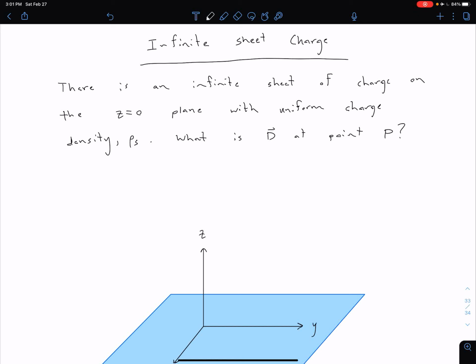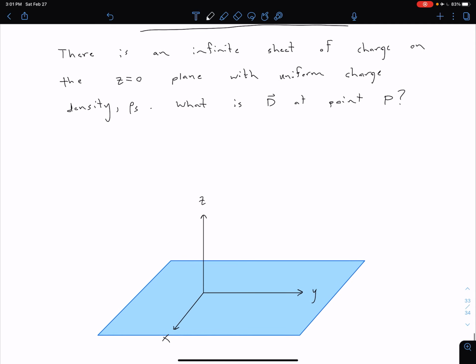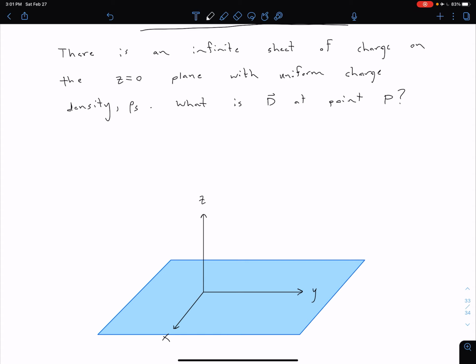Now we're going to revisit our infinite sheet of charge. So we're going to say this infinite sheet of charge is on the z equals 0 plane, as I've attempted to draw in here, and we're going to assume that it has a uniform charge density rho sub s. And what we want to figure out is what is our electric flux density at some point P.